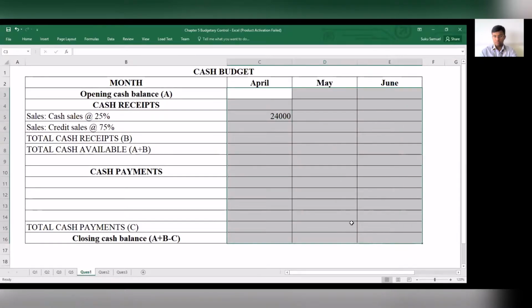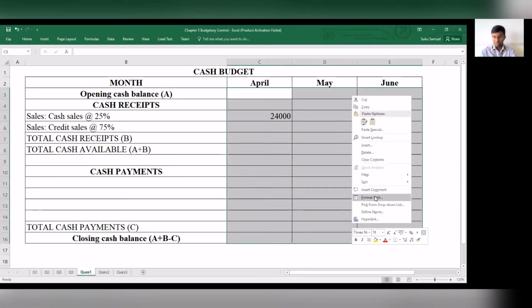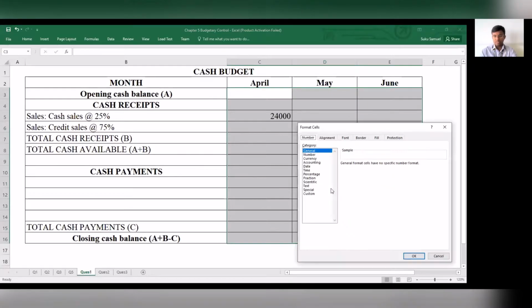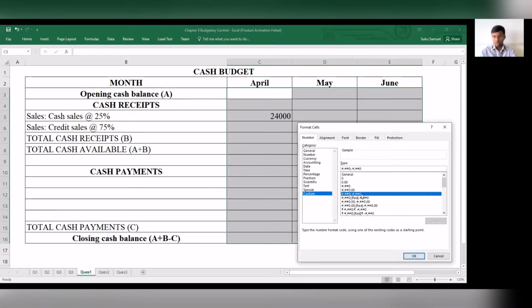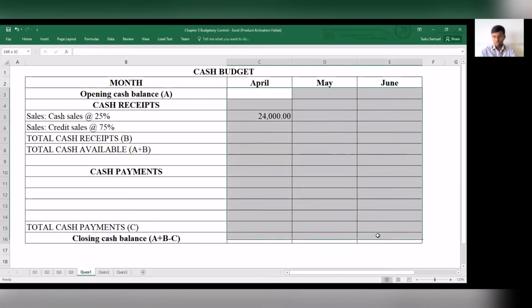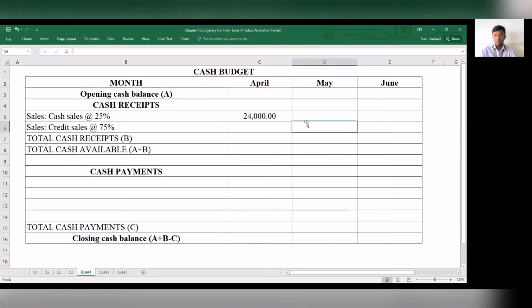Okay, so 25% of 96,000, the amount works out to be 24,000. So 24,000 is your cash sale for the month of April. Similarly, let's work out for May. So May, how much is your sale? May, your sale is 1 lakh.